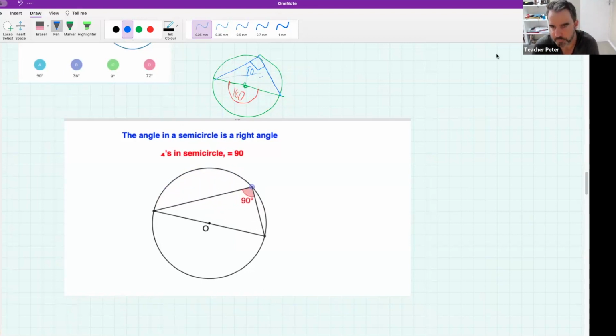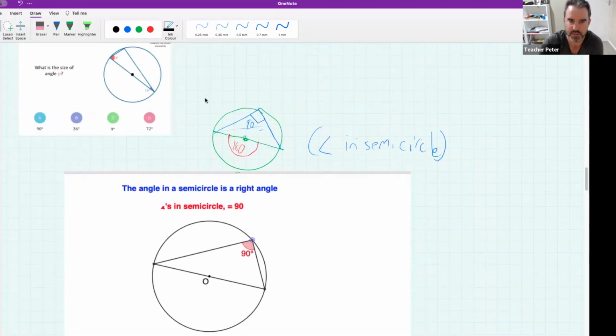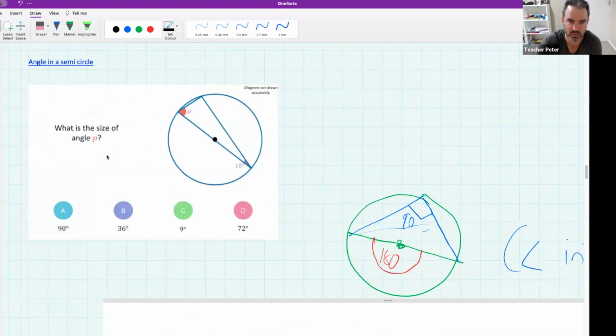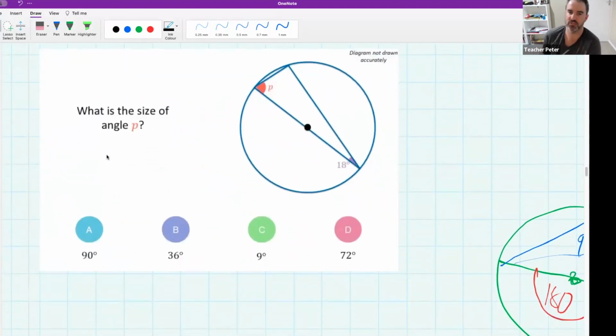So the name for this theorem is angle in semicircle. Basically, we can use it as a fact going forward. So let's see a question that relies on this. You are given a circle with a diameter, and you are asked to find the size of angle P. Which of these four options do you think is correct?